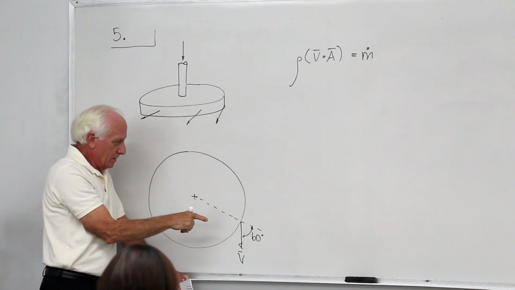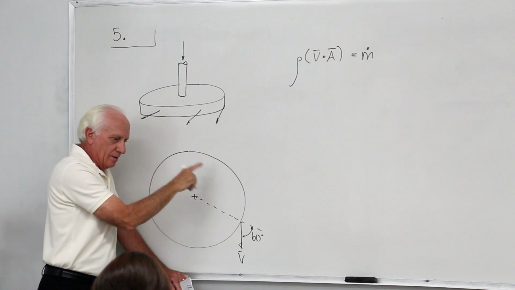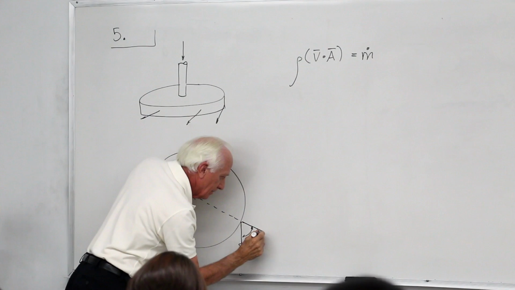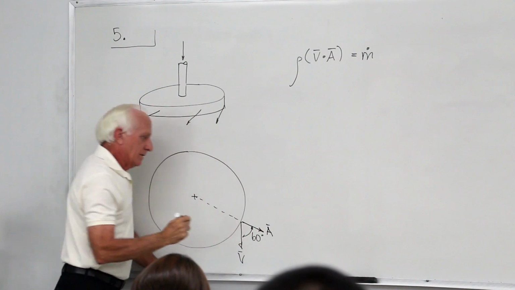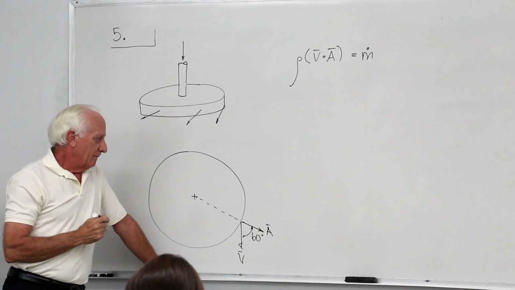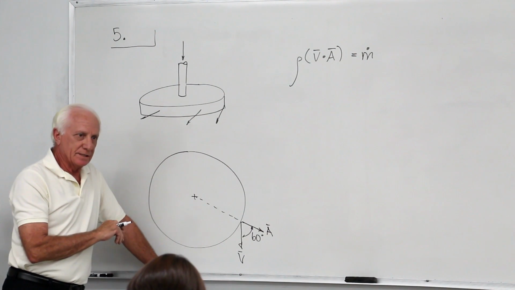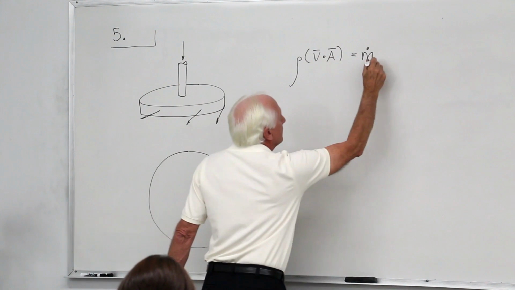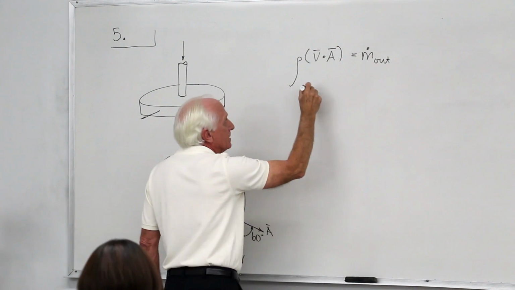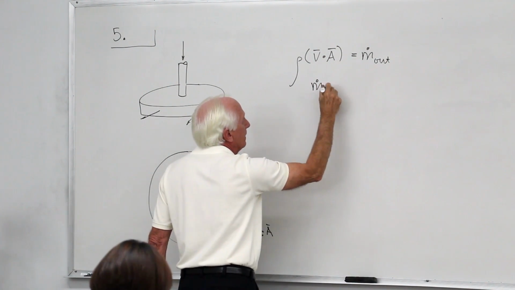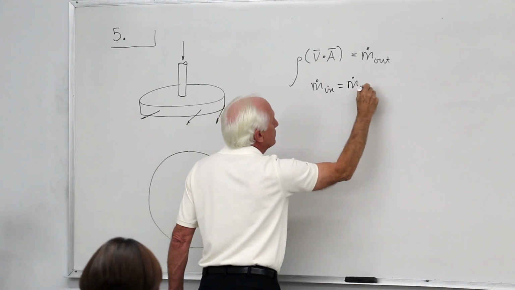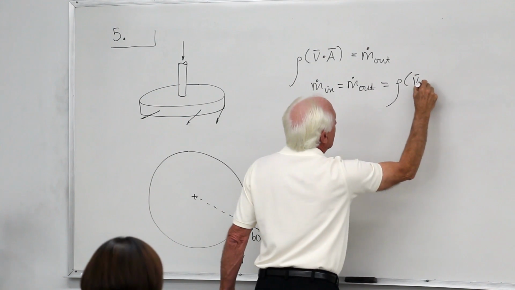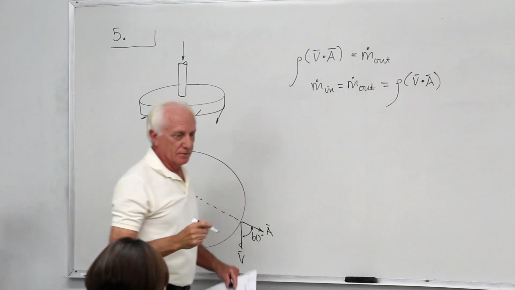There's my picture. My control volume is inside here. Where's my area vector? Take the dot product. V times A times cosine 60. Continuity says, steady state, m dot in equals m dot out. You're supposed to solve for m dot in. That's what you do, okay?